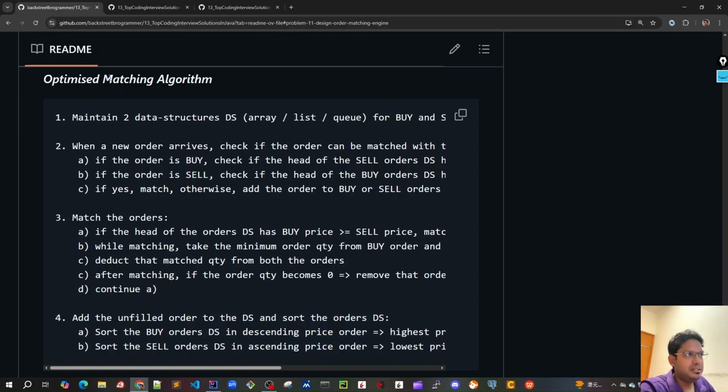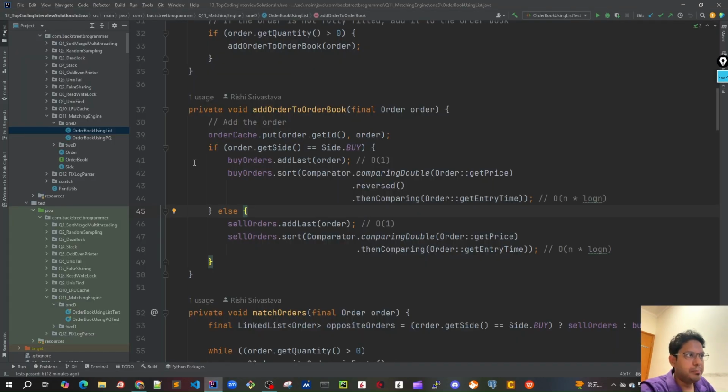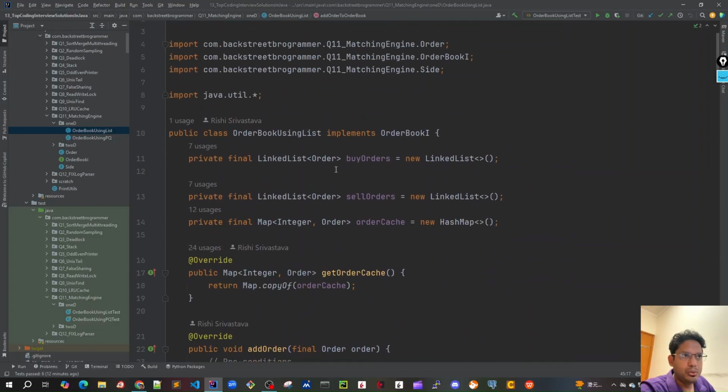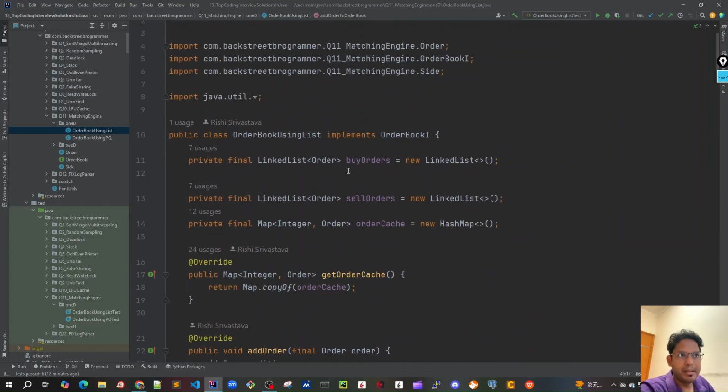So based on this design of our optimized matching algorithm, where we are trying to match the order first before adding it to our order book, this is the implementation. Again, I'm going to use the same linked list data structure for both buy orders and sell orders, and just an order cache to maintain whether the order ID has already been received, because we want every order to have a unique ID which hasn't come before. If it has come before, we cannot add a new order on top of it. We can only amend or cancel it.